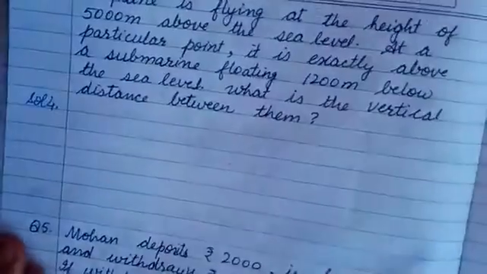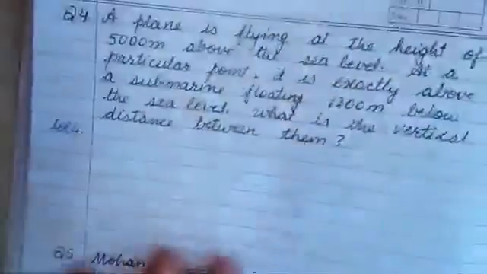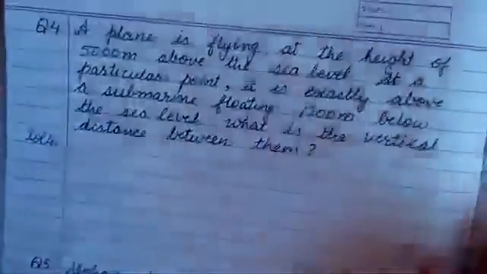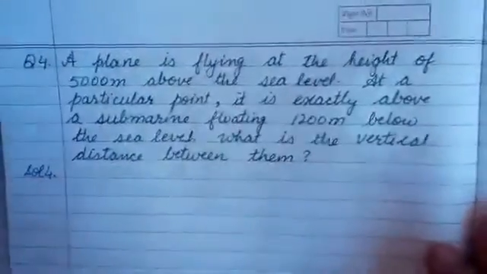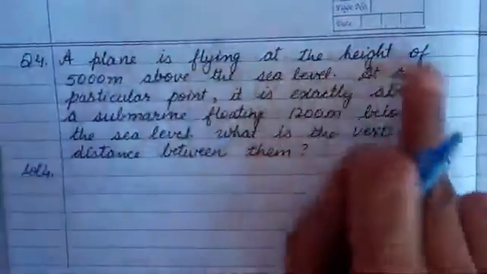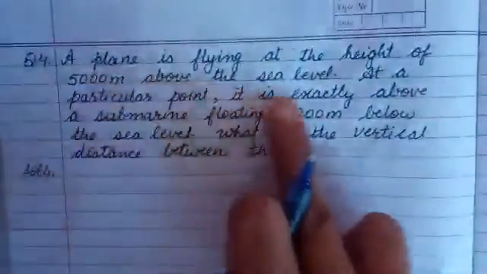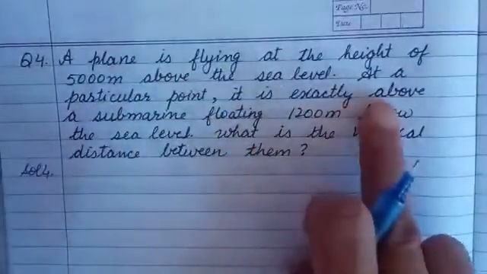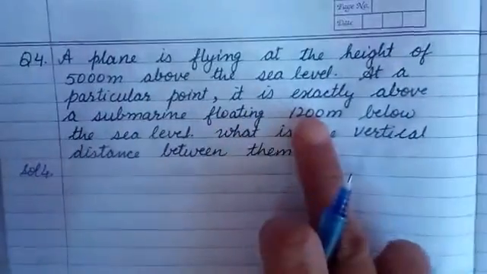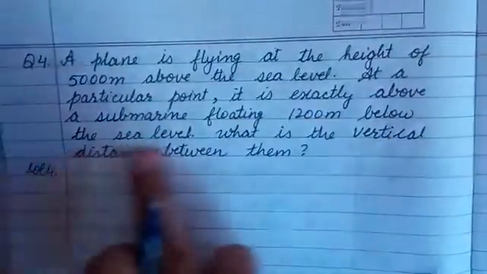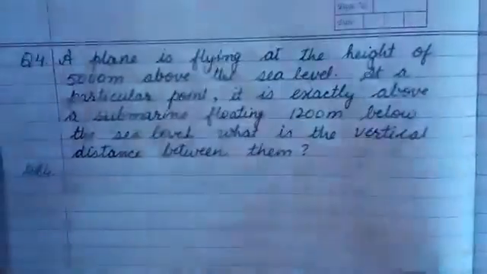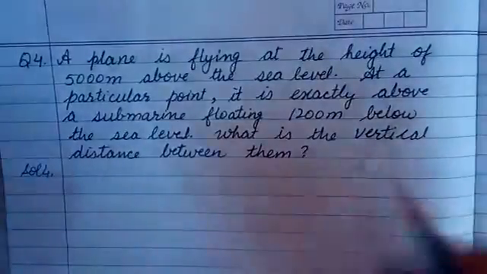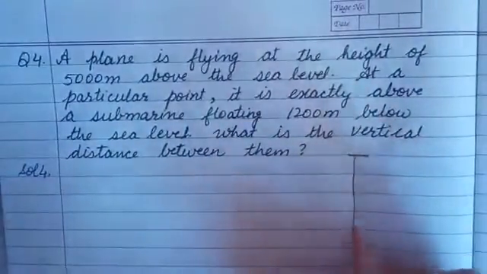Now let us do question number 4. A plane is flying at the height of 5,000 meters above the sea level. At a particular point, it is exactly above the submarine floating 1200 meters below the sea level. What is the vertical distance between them? Let us draw the figure.